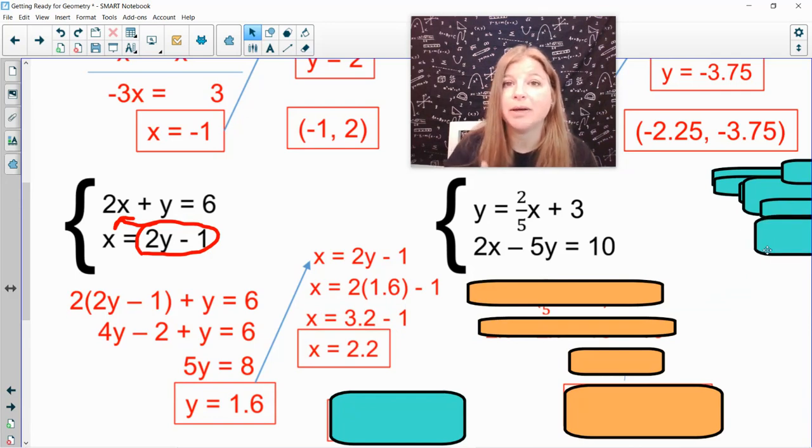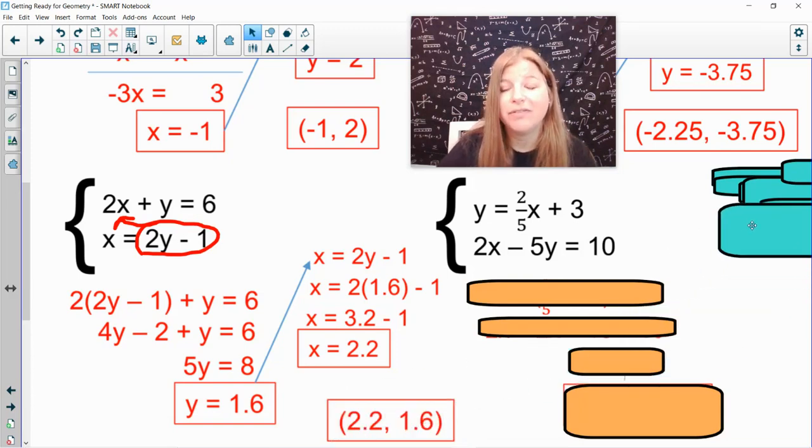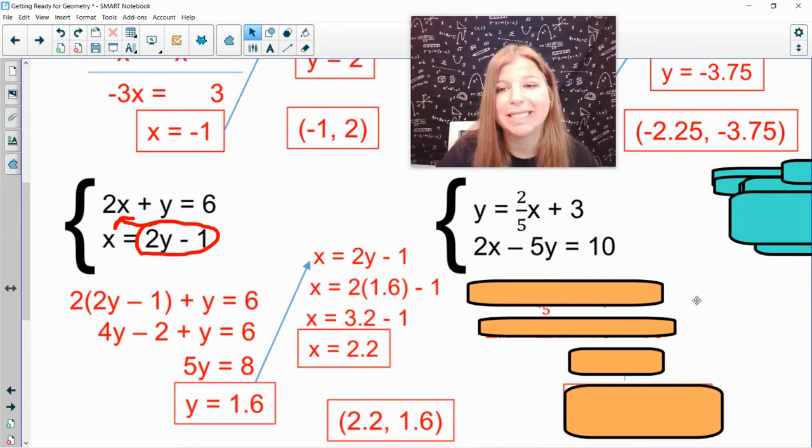Now remember what I said about your solution. Your solution is always your x value, comma, the y value. This is the first problem right now where we actually solve for y first. I don't want you to think that you put 1.6 first. No, it always goes in the order of the x value and then the y value. So 2.2 and then 1.6. Next one, let's take a look.